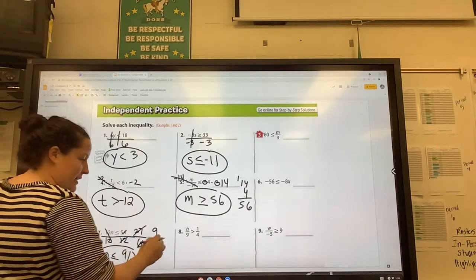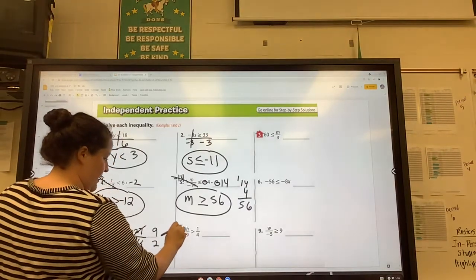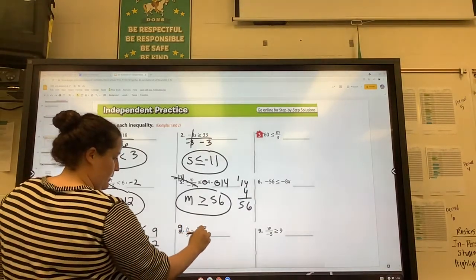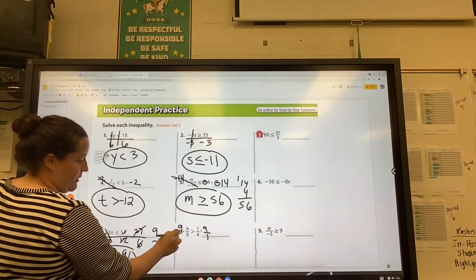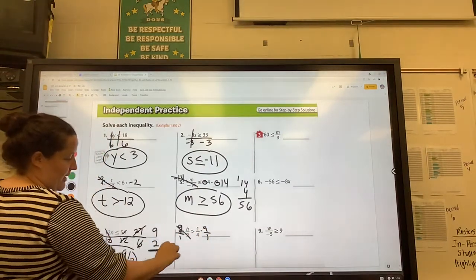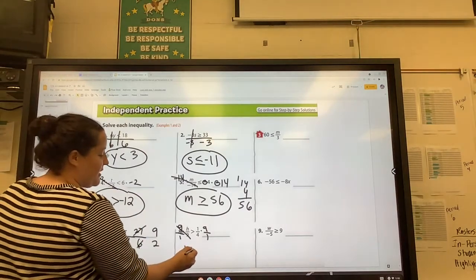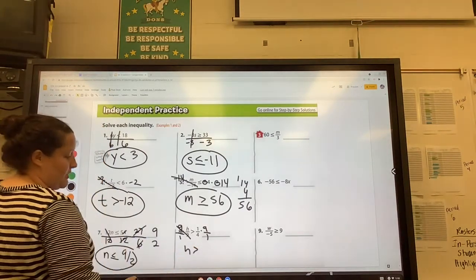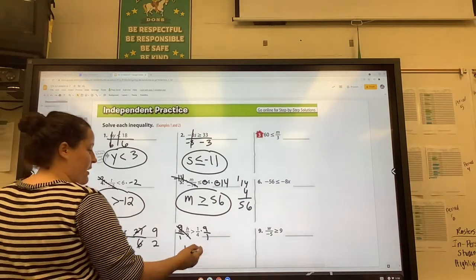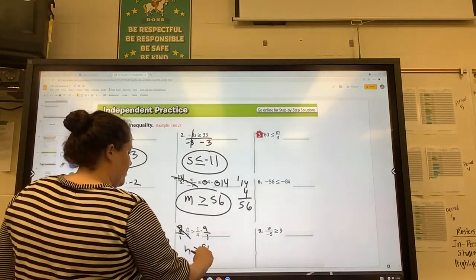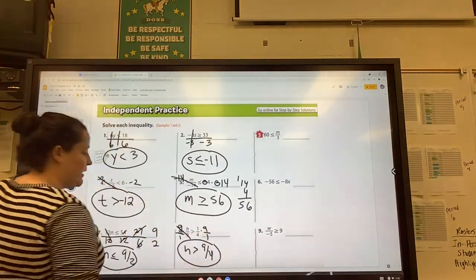Oh, fractions, I hate these. Okay, so multiply both sides by 9. That'd be technically 9 over 1, right? Doesn't matter. This would cancel out, you'd be left with H. You don't do anything to the symbol, you just keep it the same because there's no negatives. H is greater than, and I'm gonna leave it as 9 over 4. I think it just looks better.